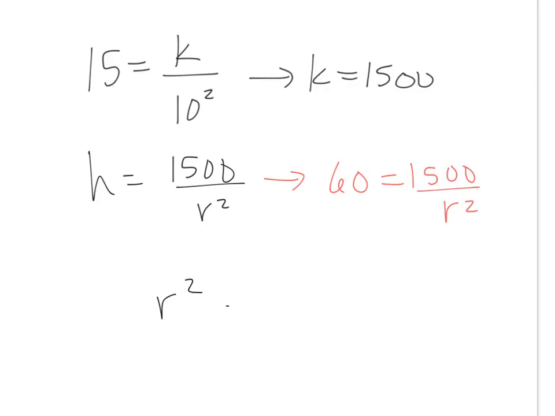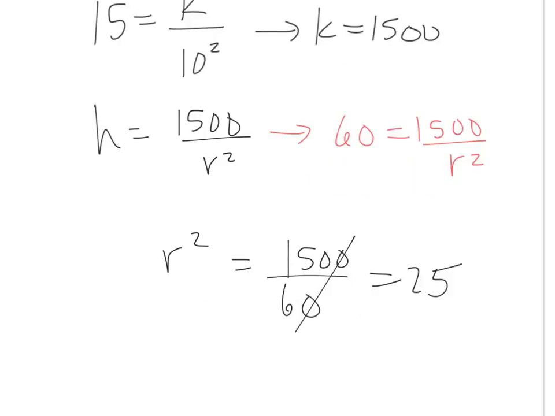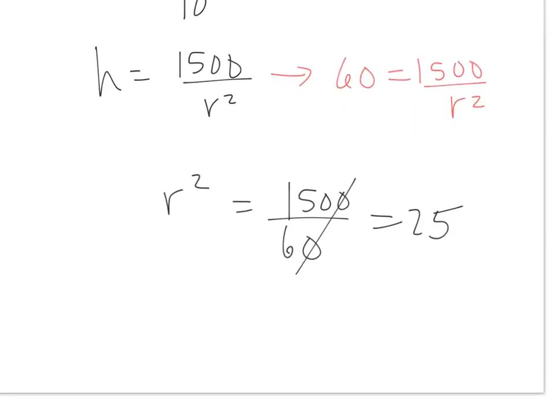He moved R squared up. He moved the 60 down below. 1500 over 60 is really 150 over 6, which is 25. But since 25 is R squared, he said R must be 5. Now obviously it's plus or minus, but why didn't James include the negative here?